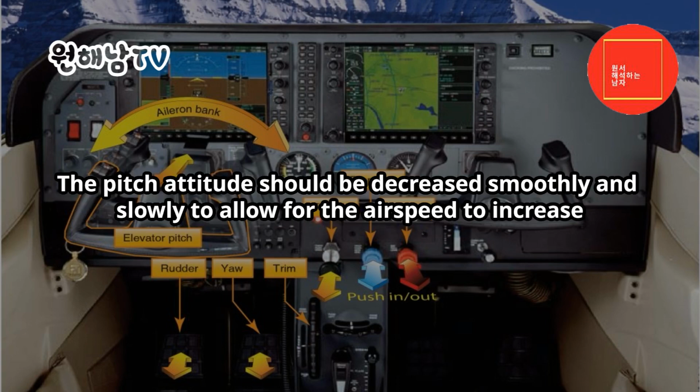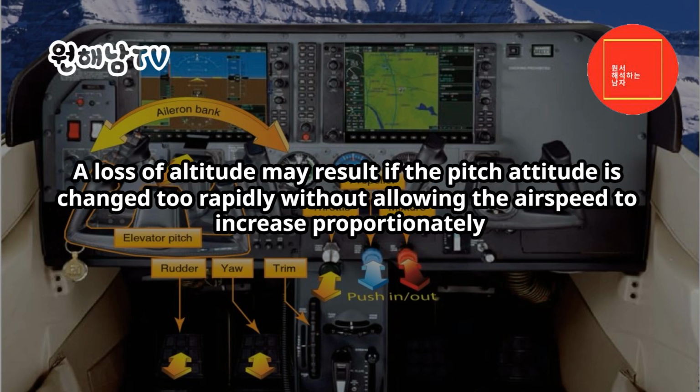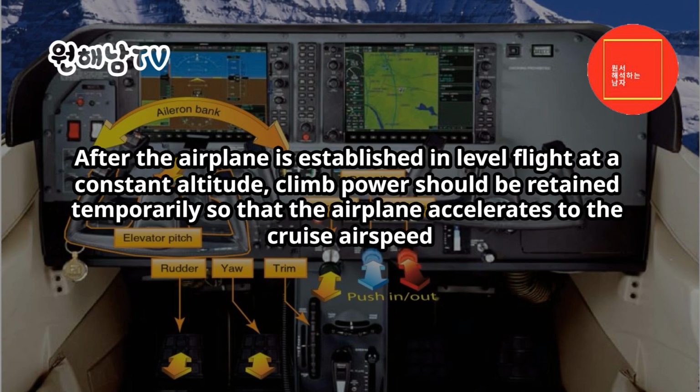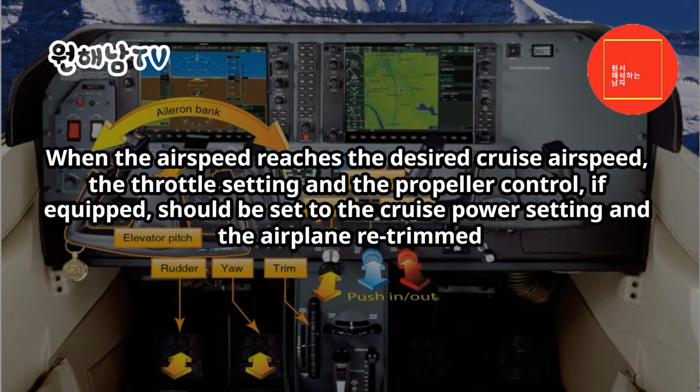The pitch attitude should be decreased smoothly and slowly to allow for the airspeed to increase. A loss of altitude may result if the pitch attitude is changed too rapidly, without allowing the airspeed to increase proportionately. After the airplane is established in level flight at a constant altitude, climb power should be retained temporarily so that the airplane accelerates to the cruise airspeed. When the airspeed reaches the desired cruise airspeed, the throttle setting and the propeller control, if equipped, should be set to the cruise power setting and the airplane retrimmed.